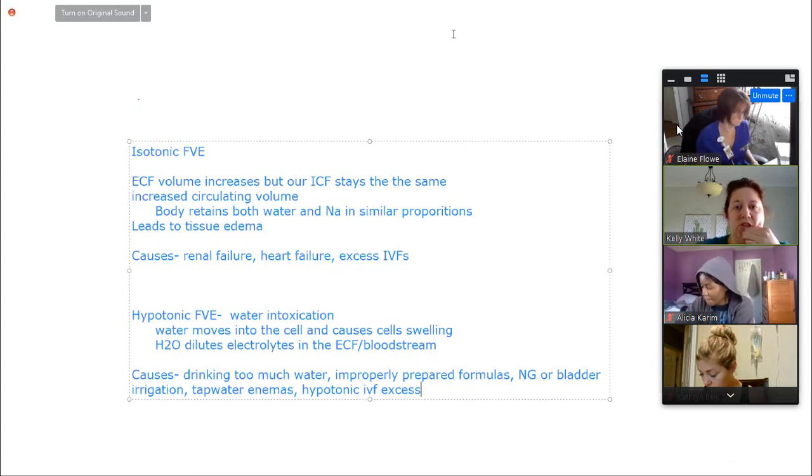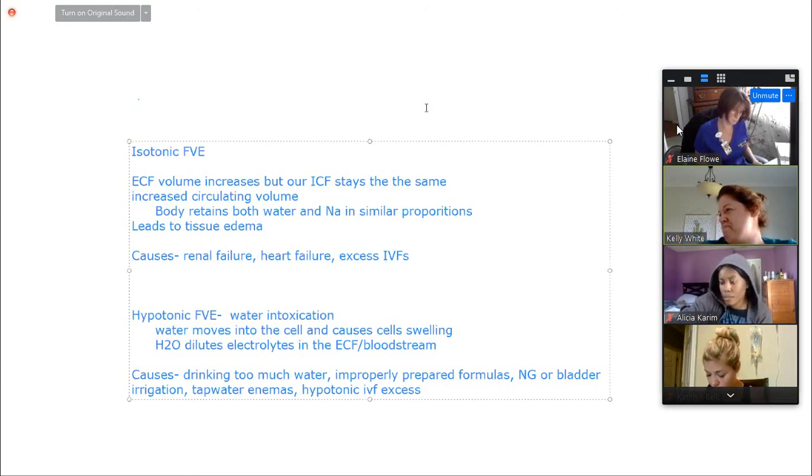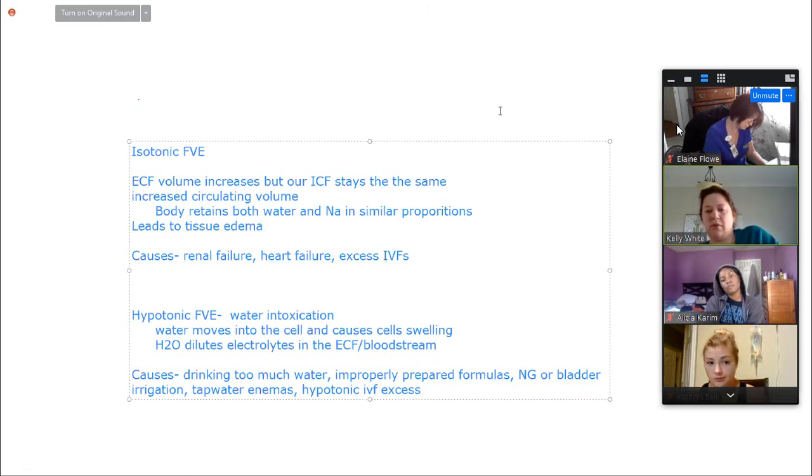Somebody had a question. Are there any signs for hypotonic? I don't think that there really are, other than you might have some swelling, and you're going to see it most with your labs. You're going to see like a low sodium level because you've diluted your sodium levels, diluted your blood.